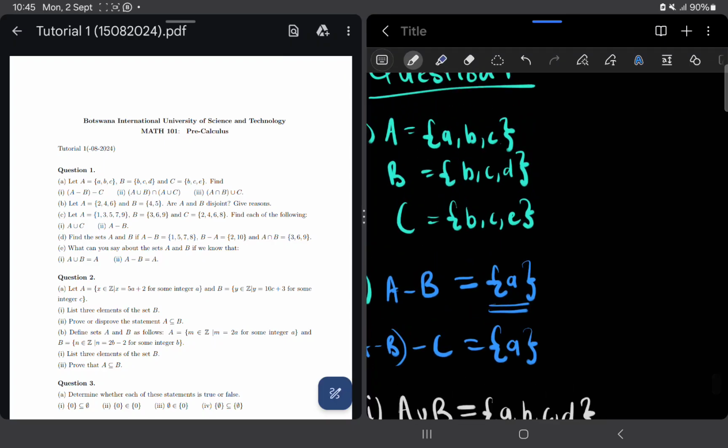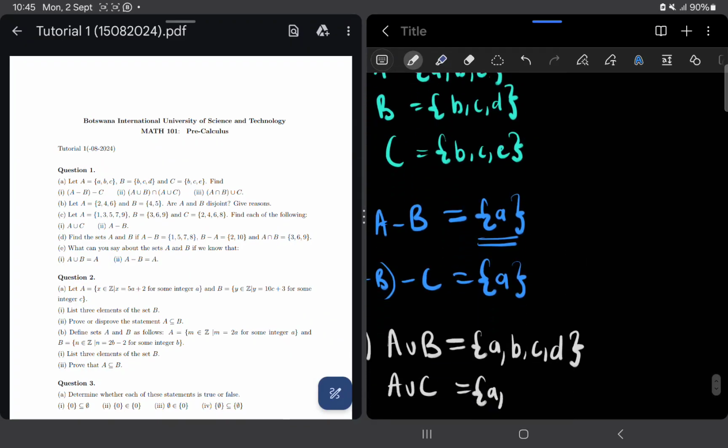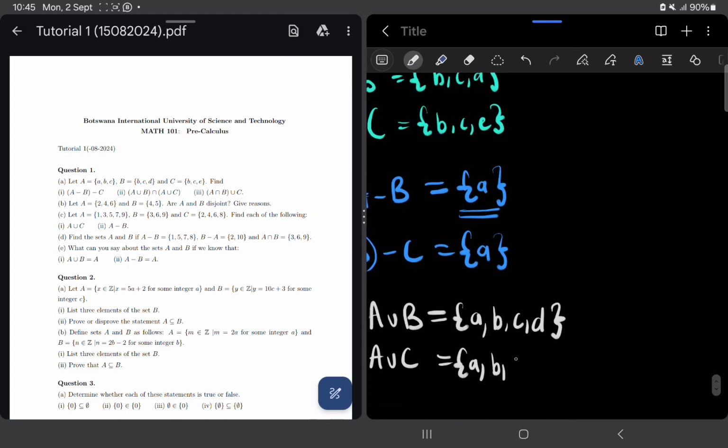So we start with A. Is it there in A or C? Yes, we bring it. Then we go to B. B, is it there in A or C? Yes, it's even in both, we bring it. C, is it there in A? Yes, it's even in both, we bring it.